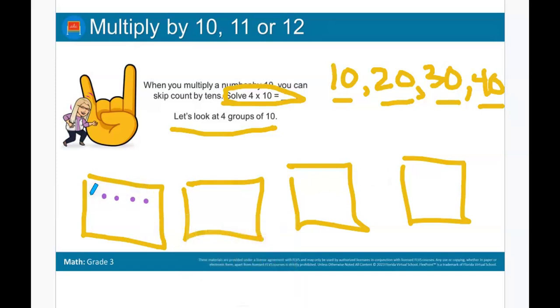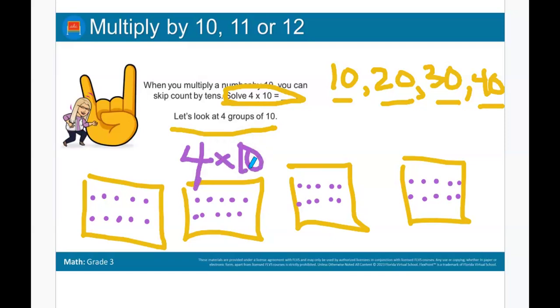So I'm going to put 1, 2, 3, 4, 5, 6, 7, 8, 9, 10, kind of like a ten frame, in each group. So I have 1, 2, 3, 4 groups of the number 10, and I know that that's 10, 20, 30, 40. So 4 groups of the number 10 is 40.